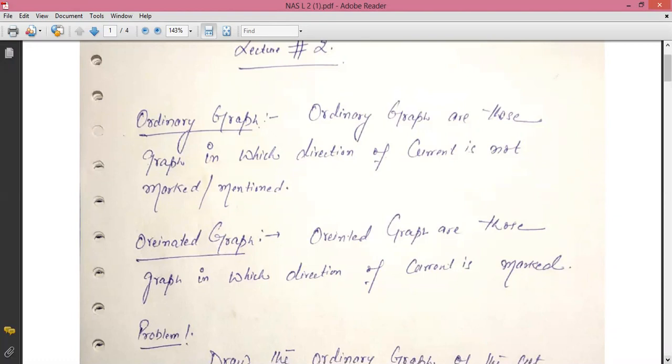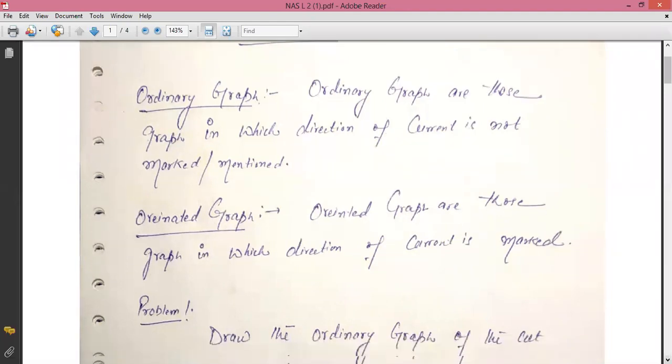So the main difference between the ordinary graph and the oriented graph is only one: in an ordinary graph the direction of current is not given, but in an oriented graph the direction of the current is given. Clear? I have also sent you the study material related to my lecture number 1. Go through this study material and you can get an idea of how a circuit can be converted into a graph.